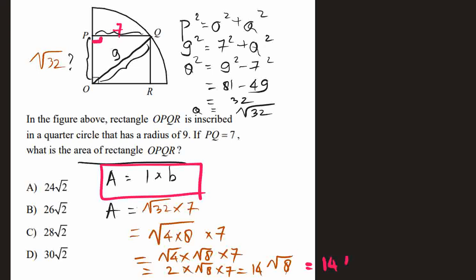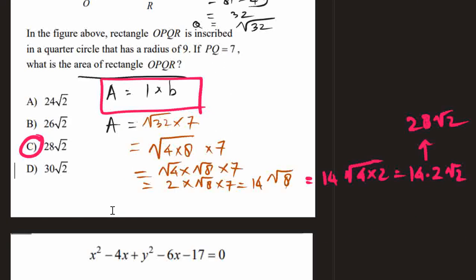So 14 times square root of 4 times 2 is equal to 14. Square root of 4 is 2, times square root of 2. And then the final answer is 14 times 2 is 28 square root of 2. So this will be our answer.